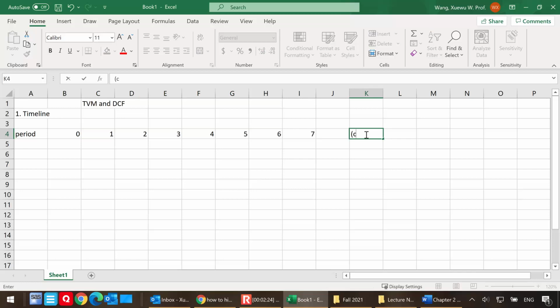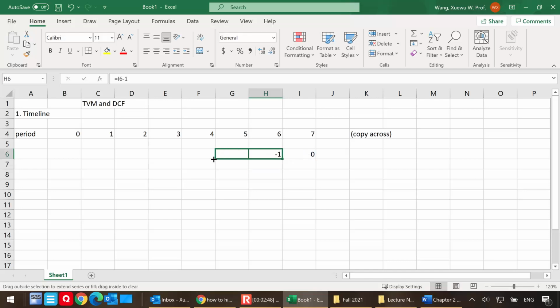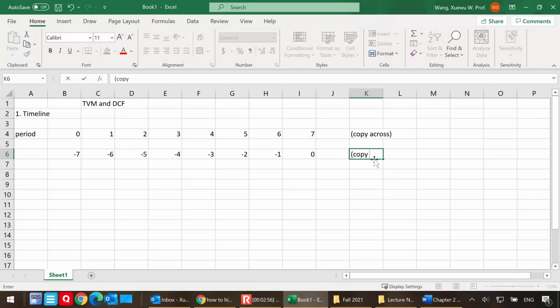And this is the so-called copy across. Okay, a very useful trick in Excel. In this case, I'm copying to the right. In some other cases, I can copy to the left. So let's say, this is today, and this was the previous period. So I can just say 0 minus 1. So I have the previous period and the previous 2 periods and so on and so forth. Okay, so I can copy across as well. In this case, I'm copying to the left.